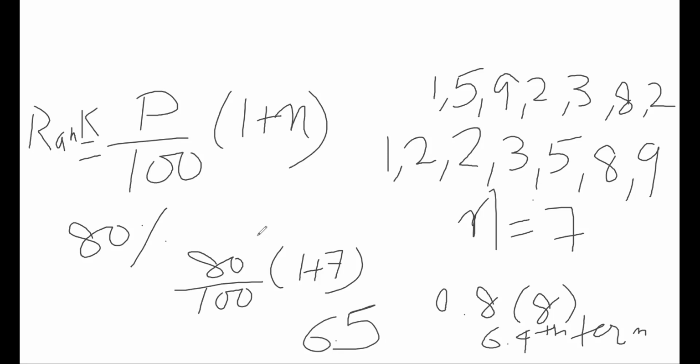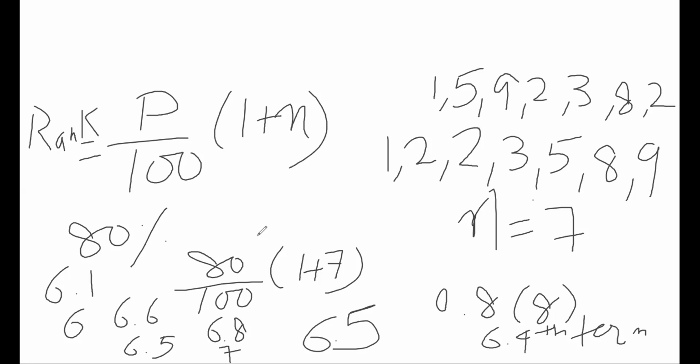If suppose we have got the answer 6.1, the nearest half rank would be 6. If we have obtained 6.6, then the nearest half rank would be 6.5. If we have obtained 6.8, then the nearest half rank would be 7. Here we have obtained 6.4, so we will round it to 6.5. So the 6.5th term would be our 80th percentile.